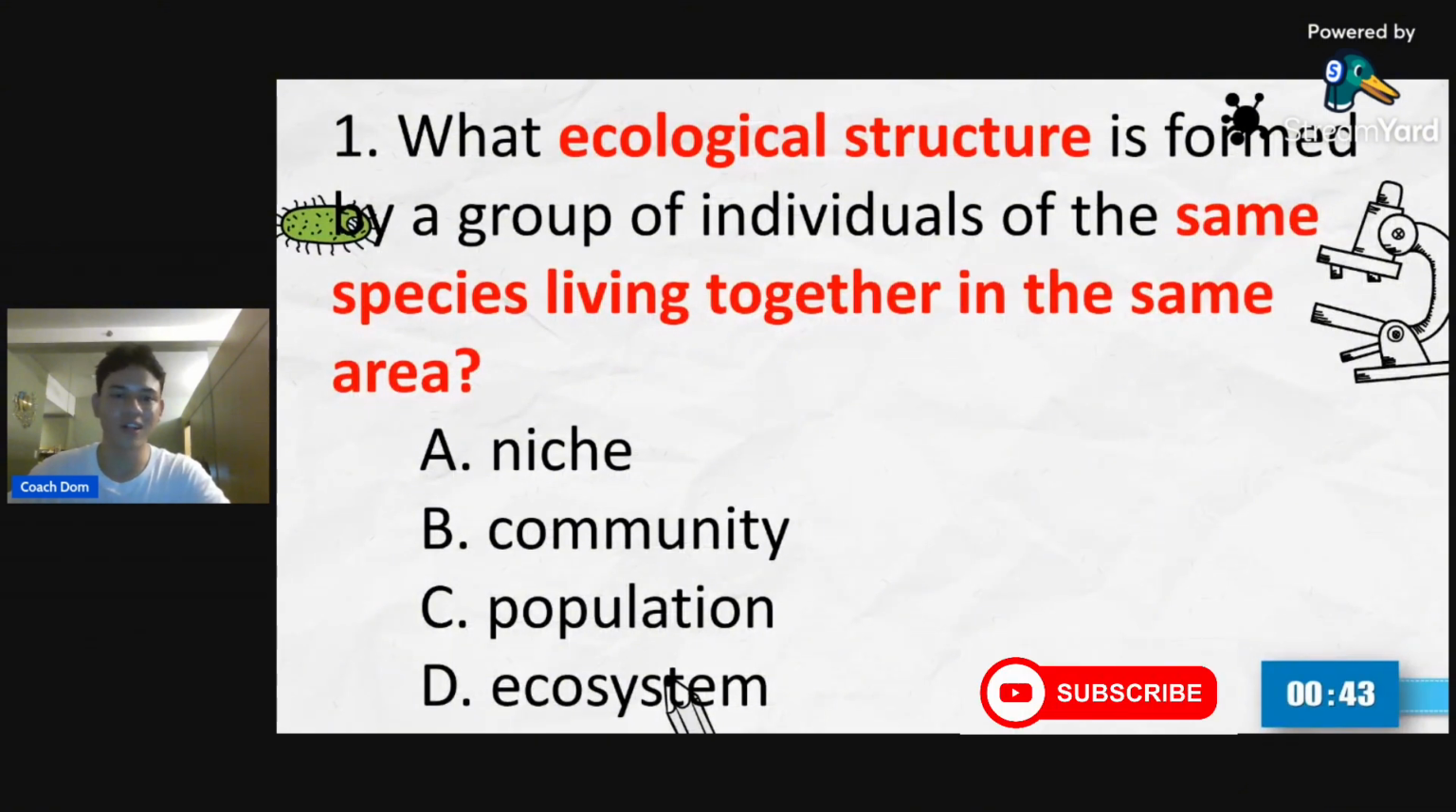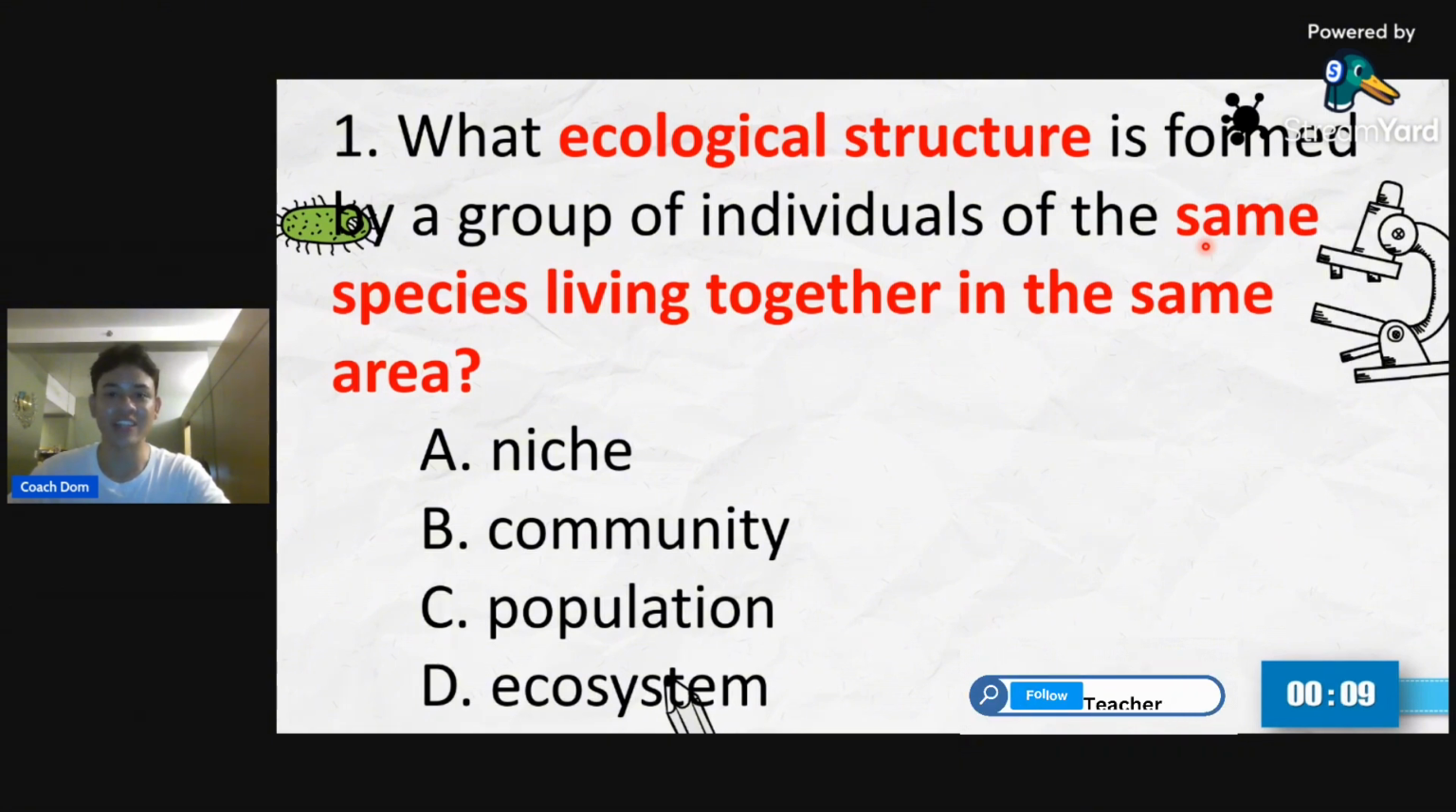What ecological structure is formed by a group of individuals of the same species living together in the same area? A. Niche. B. Community. C. Population. Or letter D, ecosystem. Yung clue po natin dito, guys, that is the ecological structure, same species living together in the same area.